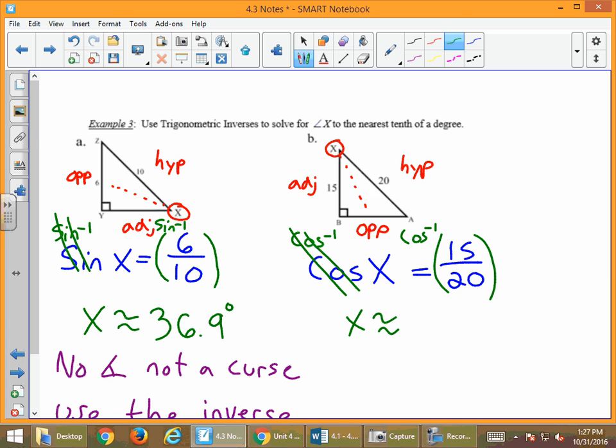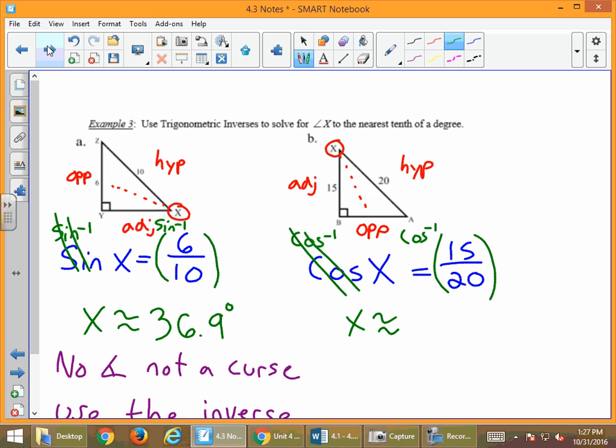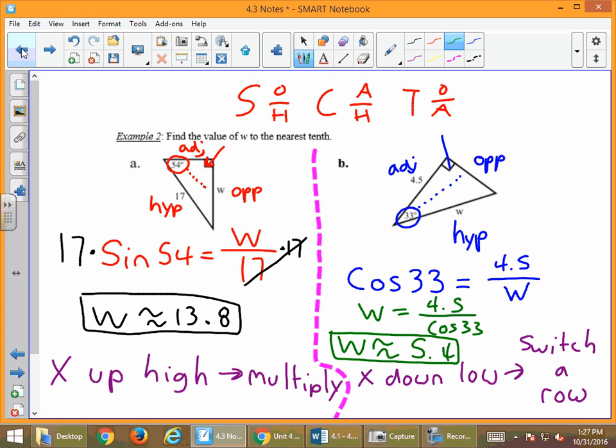It depends on what pieces you have. So over here, notice that the sides I have numbers for are opposite and hypotenuse, right? So I say, which one of these deals with O and H? Sine does, right? So I would do sine of the angle equals opposite over hypotenuse. Here, after I label the sides, I say, what pieces do I have? I've got adjacent and hypotenuse. There's no value for this one. Adjacent over hypotenuse. Which one deals with adjacent over hypotenuse? Cosine.